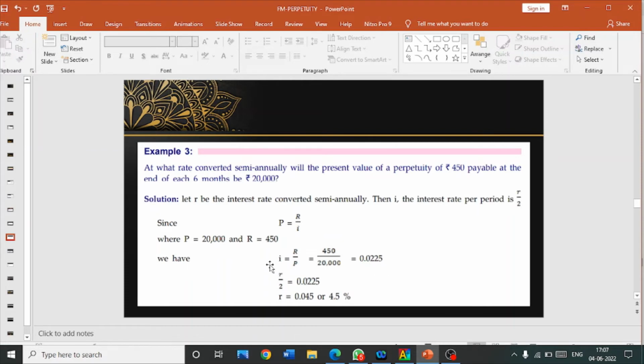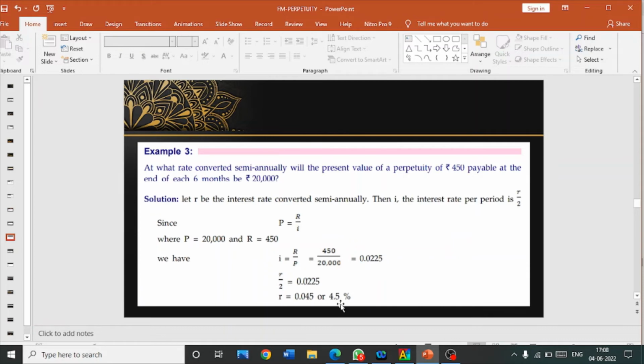0.0225. We know it is compounded in 6 months, so you would have divided the rate of interest by 2 and you would have got this I. So if I is R by 2, R by 2 equal to 0.0225. So this 2 will go to the other side. When you transfer, it becomes a multiplication. So R becomes 0.045. That is 4.5 percentage.